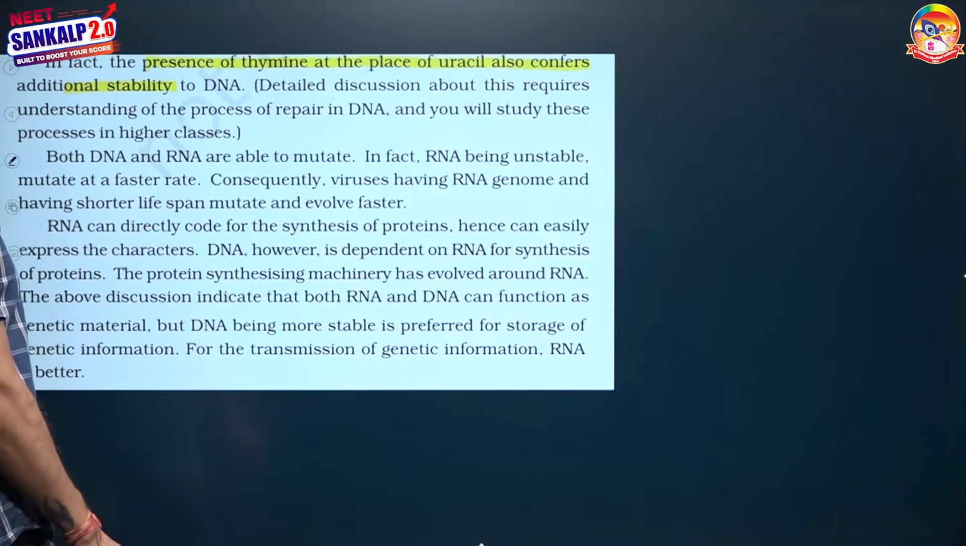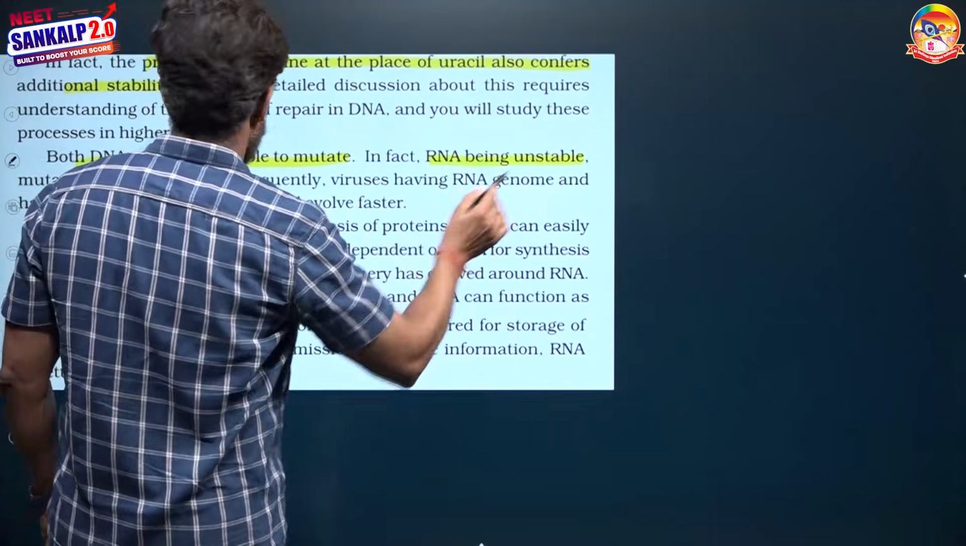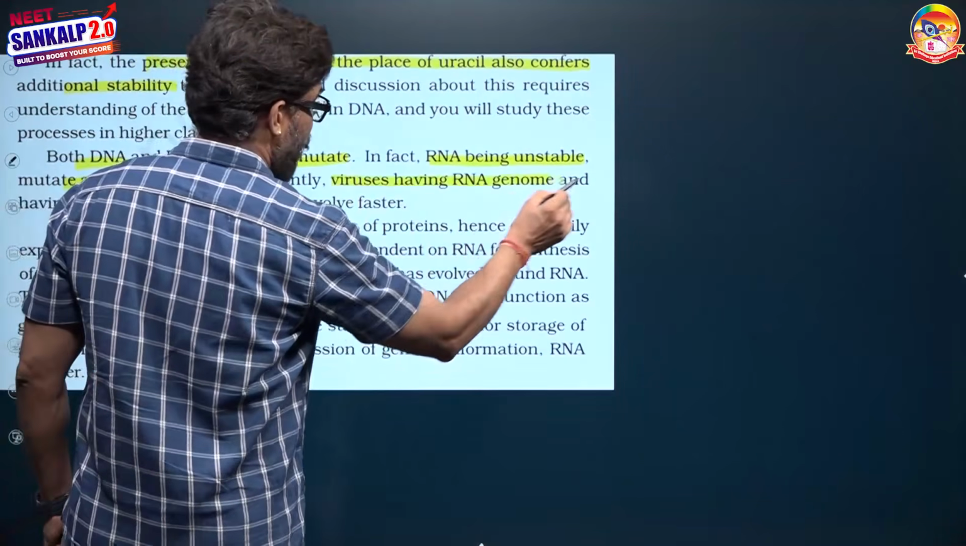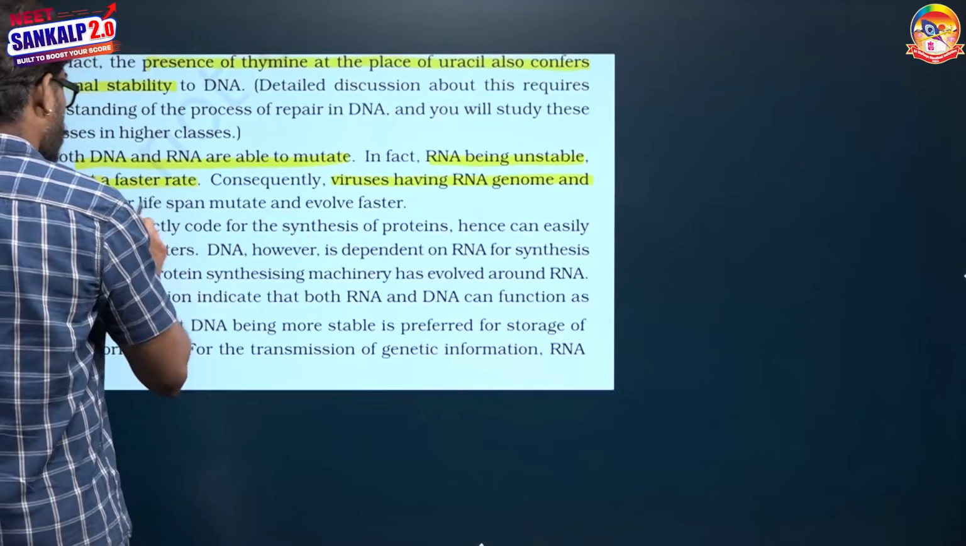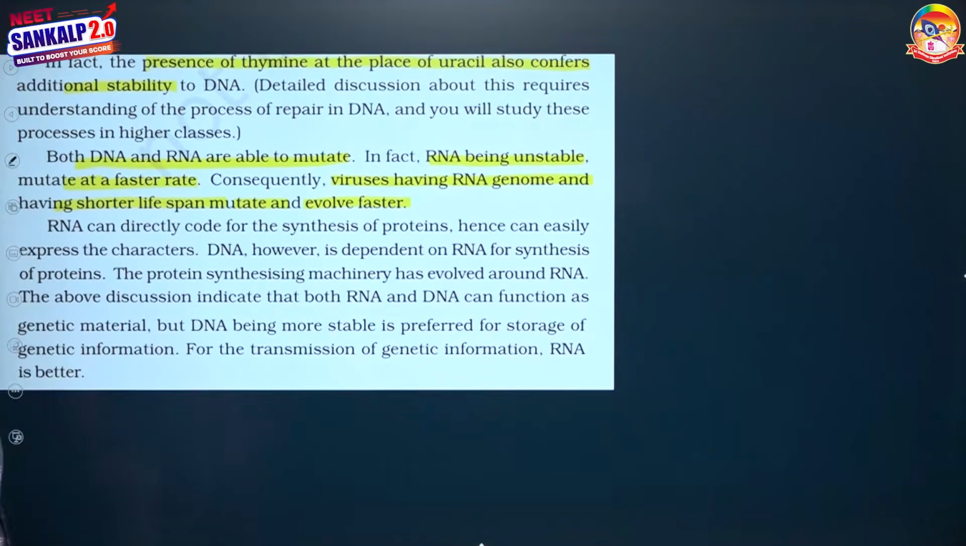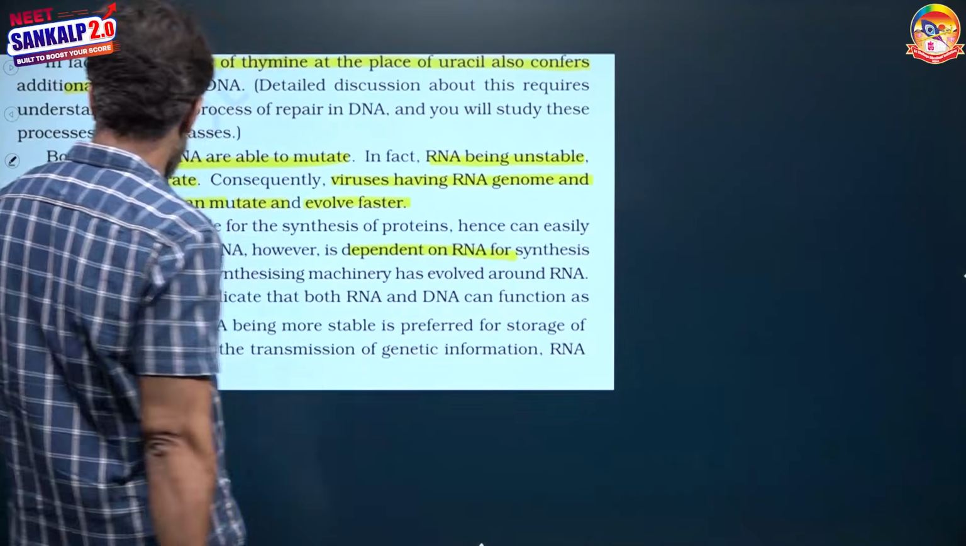DNA and RNA both are capable of mutating, but RNA, being unstable, mutates at a faster rate. Consequently, viruses having an RNA genome have a shorter lifespan, mutate fast and evolve faster. So those viruses that have an RNA genome and a shorter lifespan will mutate and evolve faster. RNA can directly code for the synthesis of protein, hence can easily be expressed as a character. But DNA, however, is dependent on RNA for the synthesis.